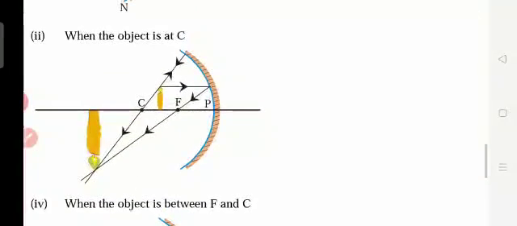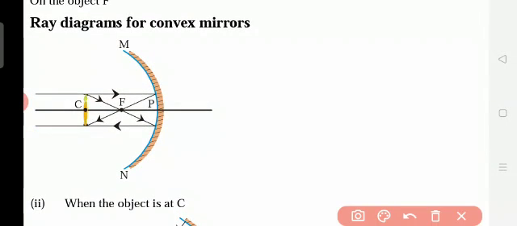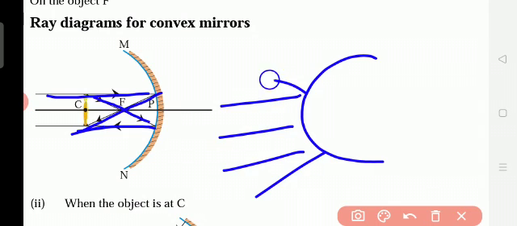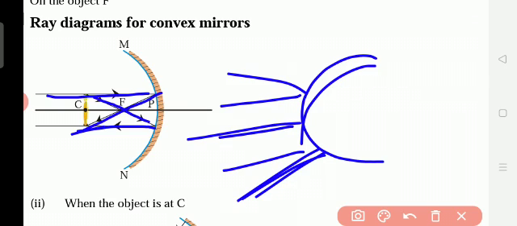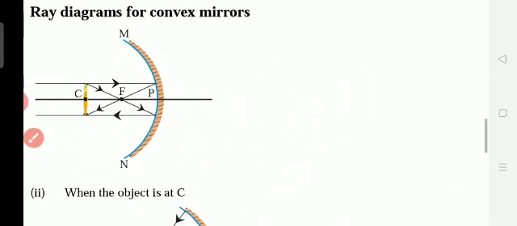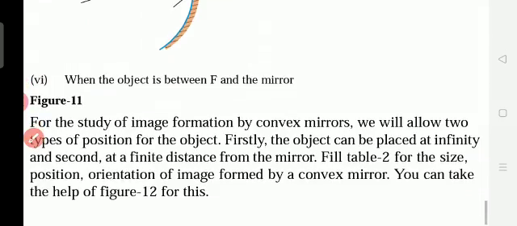But in the case of a concave lens, the rays are converging. Converging means what? Meeting at one point. A convex mirror always takes the rays in another direction, diverging, so it is a diverging mirror. The concave mirror is the converging mirror, that means the rays are meeting at one point. But it is different for lenses.